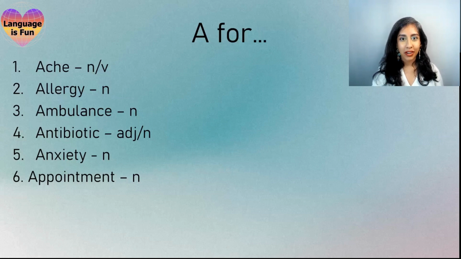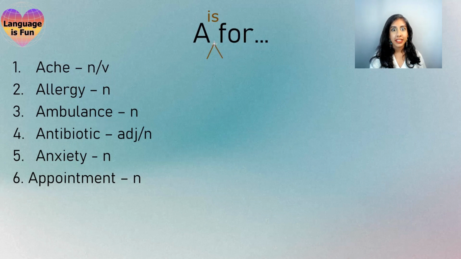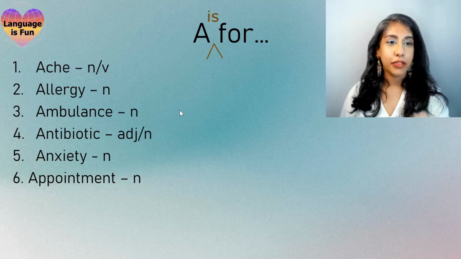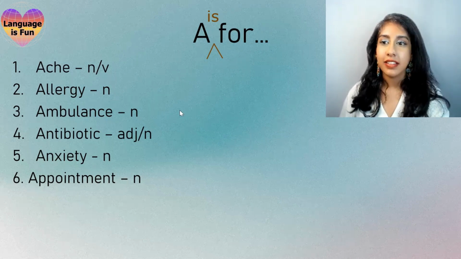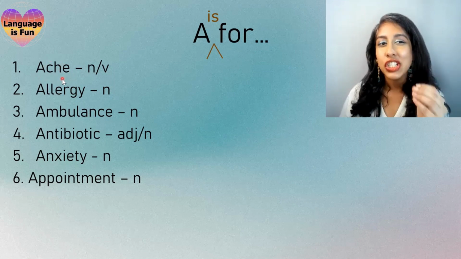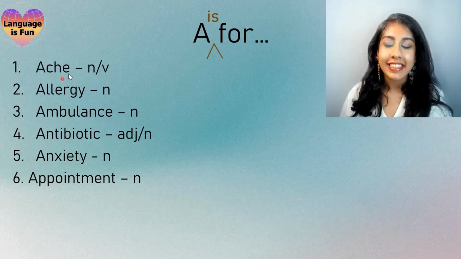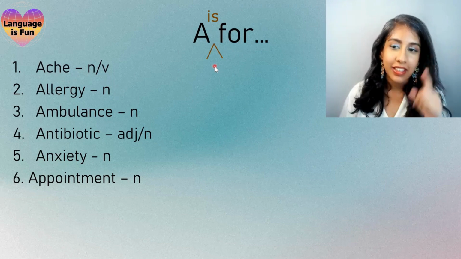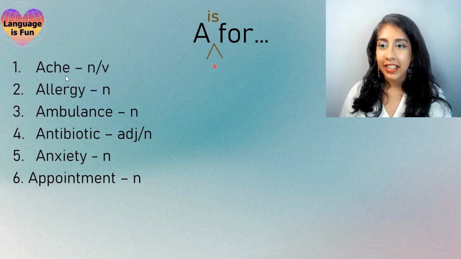A is for, oh, I think I made a mistake here, didn't I? I should have written A is for instead of A for. A is for these words. The first word we have is ache. Ache. Okay, I know the CH makes you think it's H, but no, this is ache. Kind of like in Hindi, we say ek do teen, right? Number 1, ache.